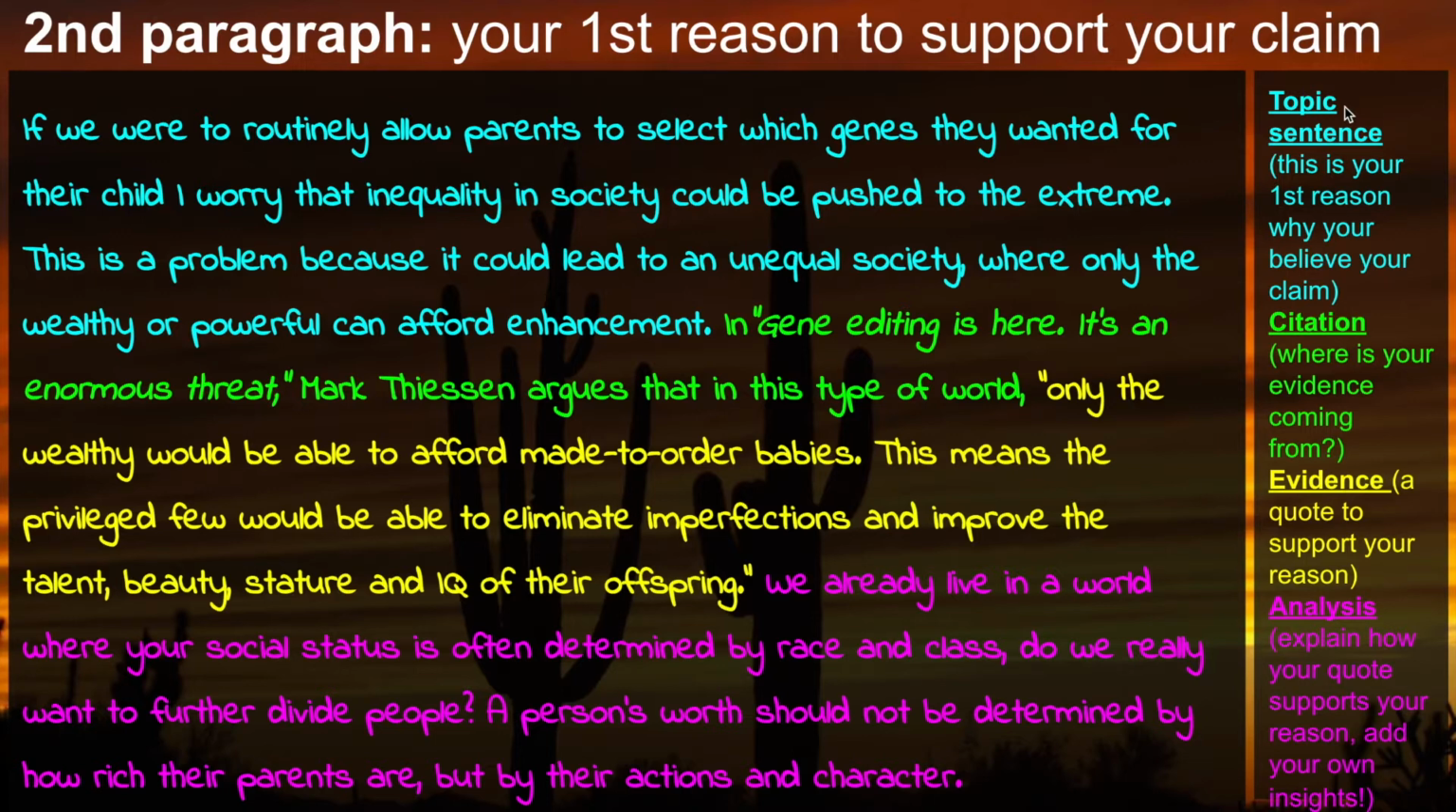It's the number one reason why you think this technology is not good, in my case. That's what my claim is. My claim is that this technology is dangerous and it will create inequality and eliminate individuality. So this is my number one reason for thinking that. And that's the point of your topic sentence. That's where you want to state that reason. Then I cite where I'm about to get some evidence from. I give my evidence, this quote from Mark Thiessen's essay, "Gene editing is here, it's an enormous threat."